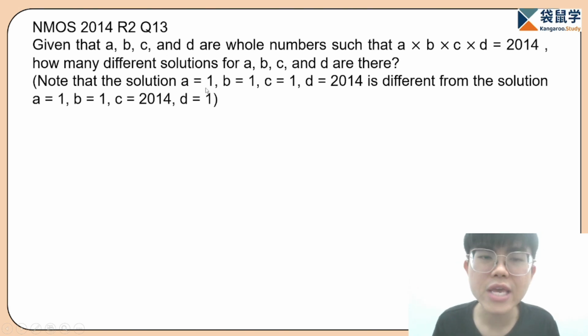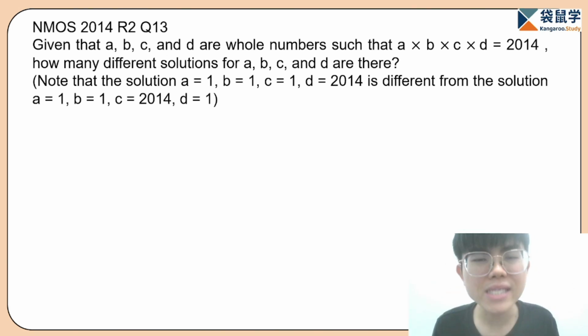Note that the solution A equal to 1, B equal to 1, C equal to 1 and D equal to 2014 is different from the solution A equal to 1, B equal to 1, C equal to 2014 and D equal to 1. So you can see that in this question, we are not only finding what A, B, C and D are, we also need to consider the order of them. Different orders will be considered as different solutions. So how do we solve this question?